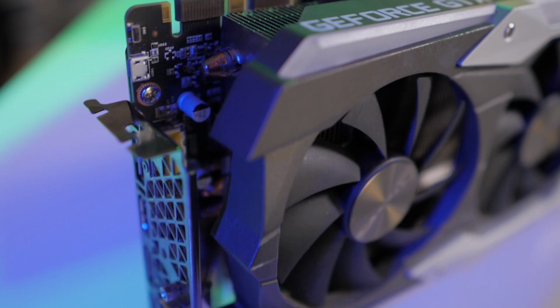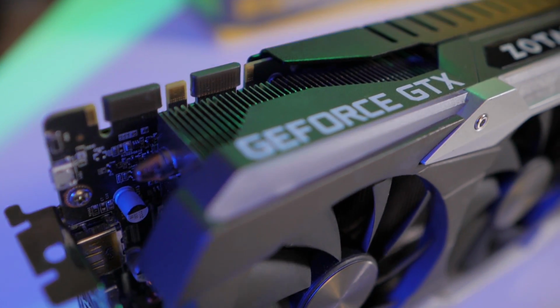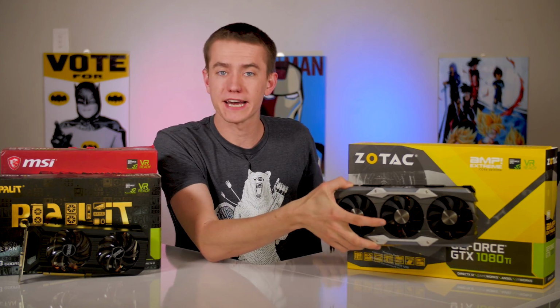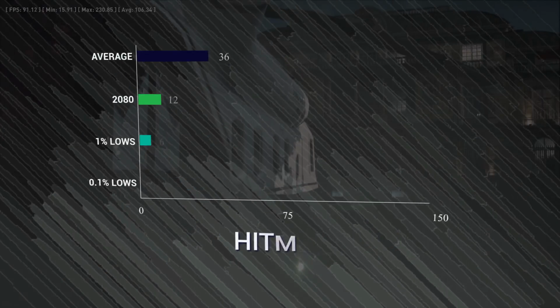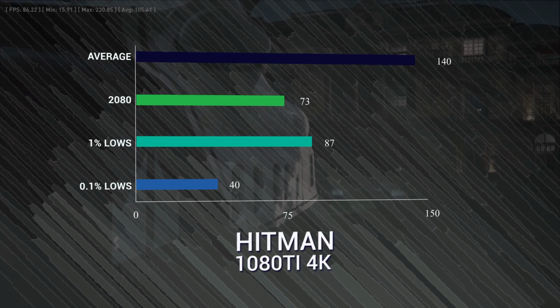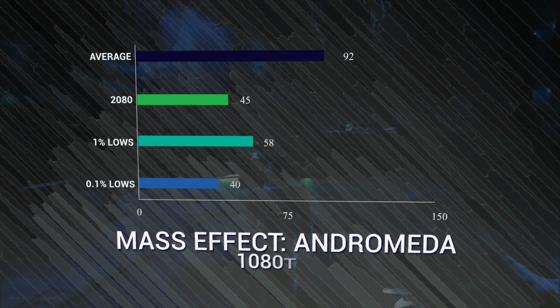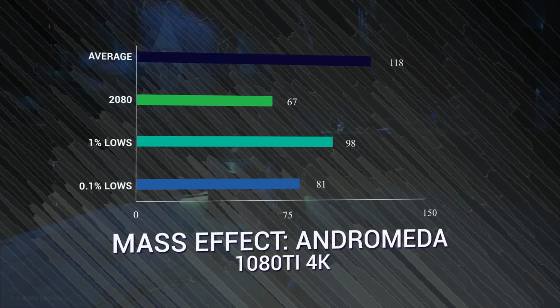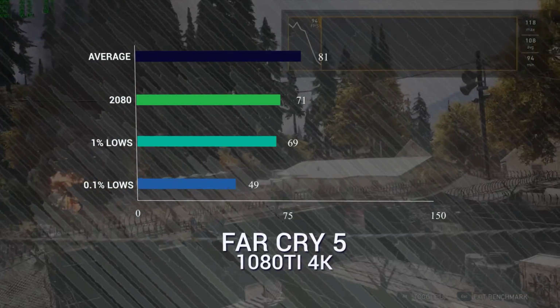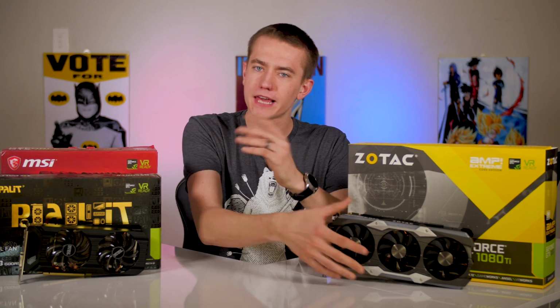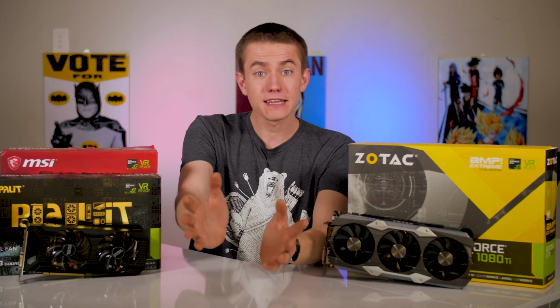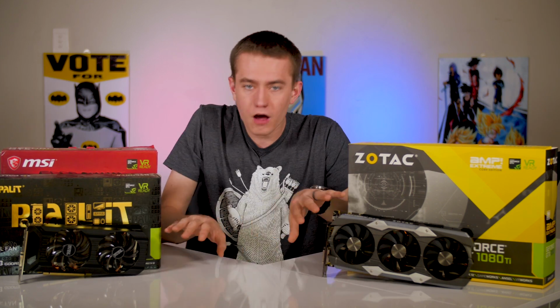Then if we take a look at the 1080 Ti, let's see what it can do, because they said that it can't do 4K 60 FPS gaming. In Final Fantasy 15, we were able to hit 86 FPS. In Hitman, we were able to hit 140 FPS at 4K. We were able to hit 118 FPS in Mass Effect Andromeda. And in Far Cry 5, we hit 81 FPS with the 1080 Ti, which they claim can't do 60 frames per second.